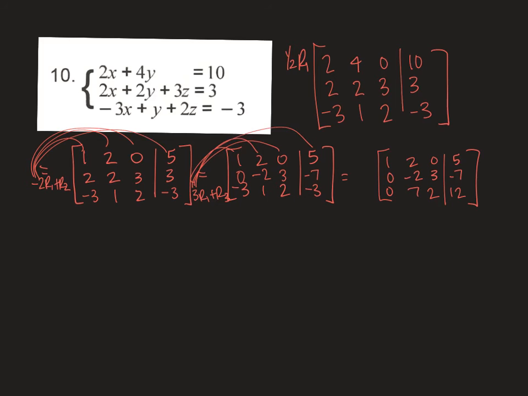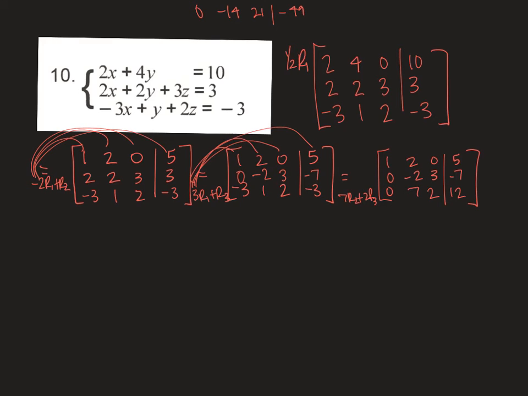So now I want to get this 7 to become a 0. So if I multiply my row 2 by 7 and my row 3 by 2, it's going to take care of that for me. So if you need to write those off to the side and add them together, go ahead. Positive 7 times 0 is 0. 7 times negative 2 is negative 14. 7 times 3 is 21. 7 times negative 7 is negative 49.